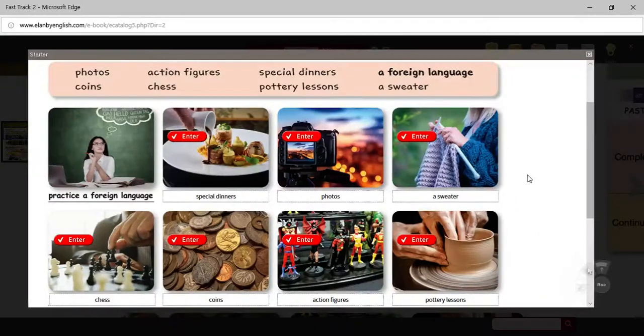All right, how did you do? Okay. Now, probably a lot of these were easy to figure out. I think you know photos, obviously match with the picture of a camera. You might know the word pottery, you know lessons. You're probably familiar with the game of chess. Okay, so a lot of these matches should be pretty easy. Let's see how you did with these. Okay.